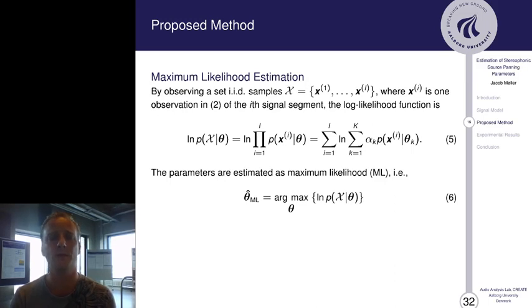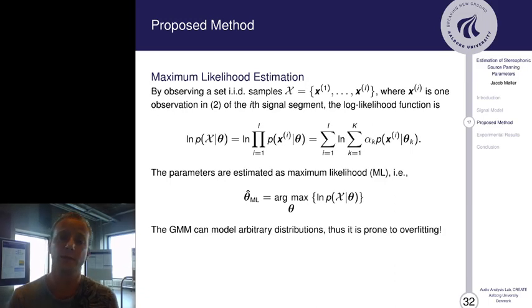Once that is done, we observe IID samples, independent, identically distributed, where xi is one observation in equation 2 of the ith signal segment, and the log likelihood function is then shown in equation 5. Such parameters are estimated as the maximum likelihood, and the GMM is implemented as an EM algorithm.